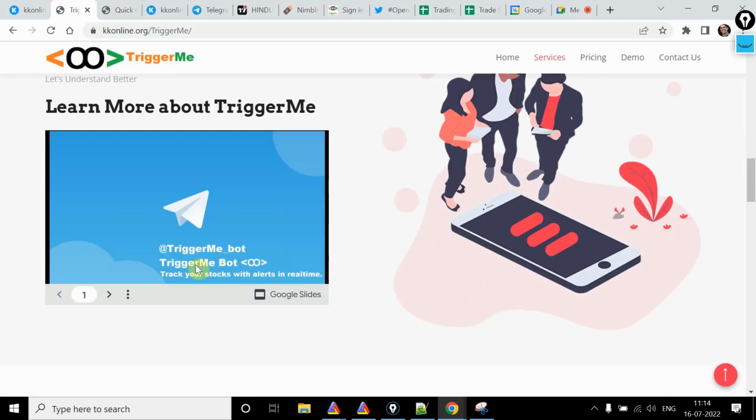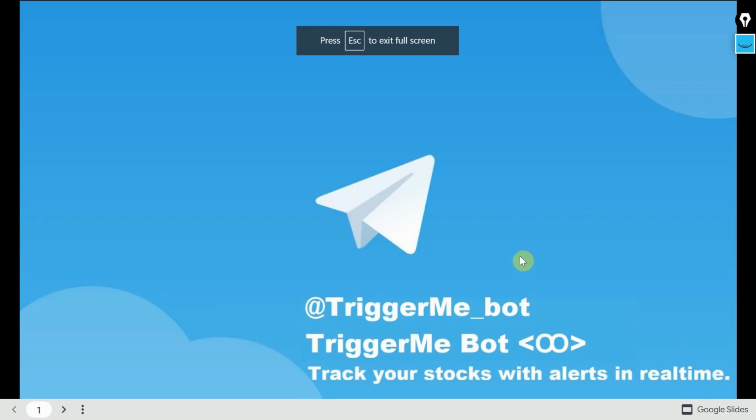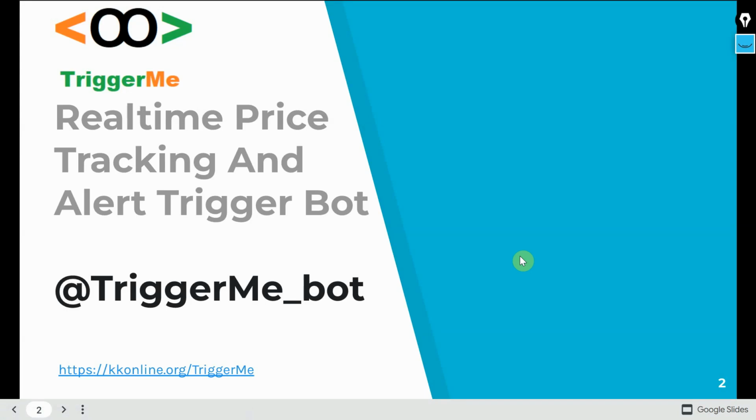So as the name suggests, it's a Trigger Me bot. The name itself mentions that it is something related to your trigger levels, so you can track stocks with alerts in real time. That is the whole purpose, and it's an automated bot for Telegram, right? This means that you can track the prices of stocks in real time. This also holds good for indices. You could have Bank Nifty, CNX Pharma, CNX Auto, BTCUSD, or gold, US oil, or any other commodity as well. So it is a generic system. It is not specific only to NSE or BSE.